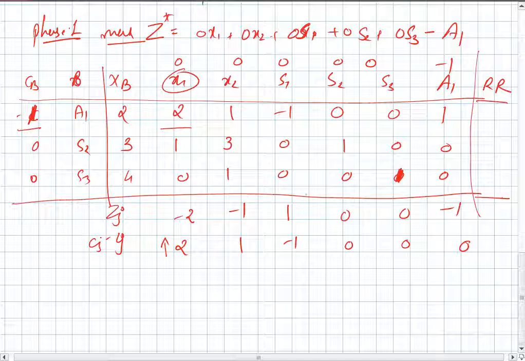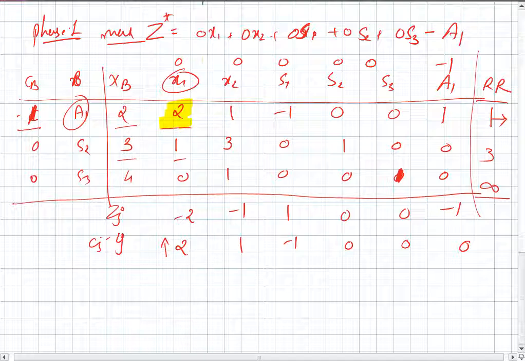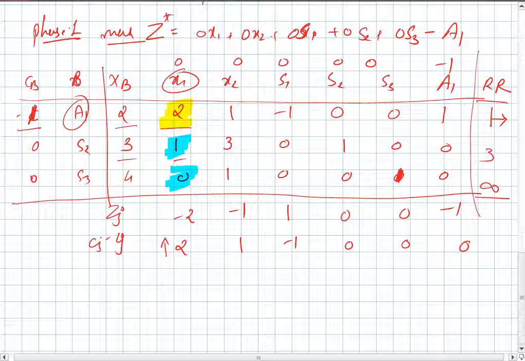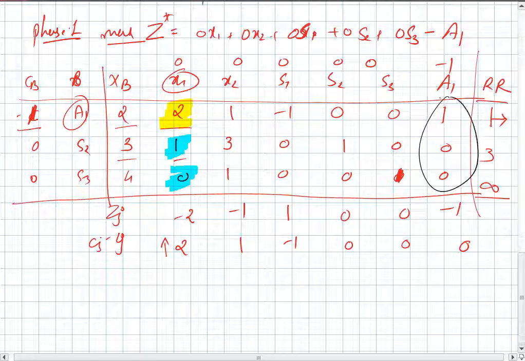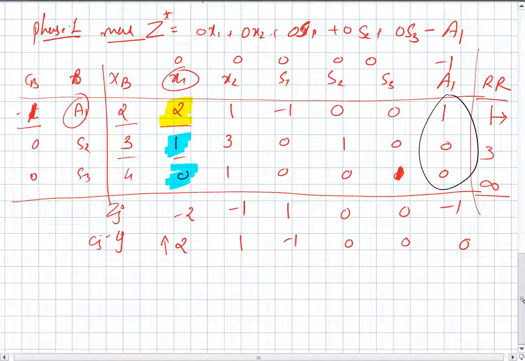So 2 by 2 is 1, 3 by 1 is 3, and 4 by 0 is infinite. The minimum value is 1, so the corresponding variable a1 will leave the basis. Now we have to make this entry 1, this entry is 0 and this entry is already 0. Since the artificial variable a1 is leaving the basis, the corresponding terms will not be calculated.